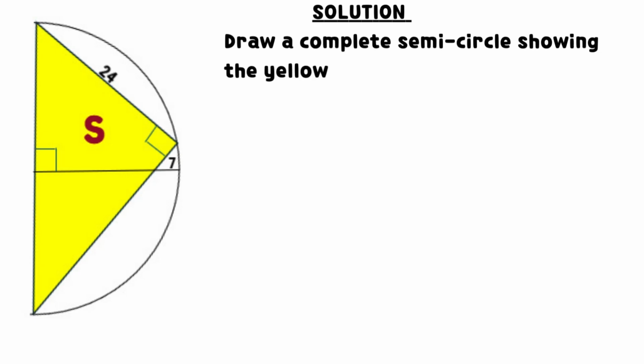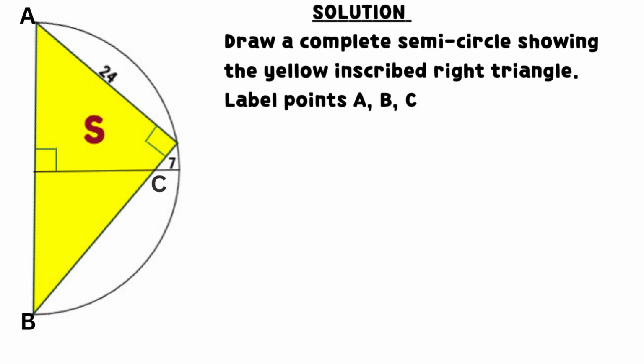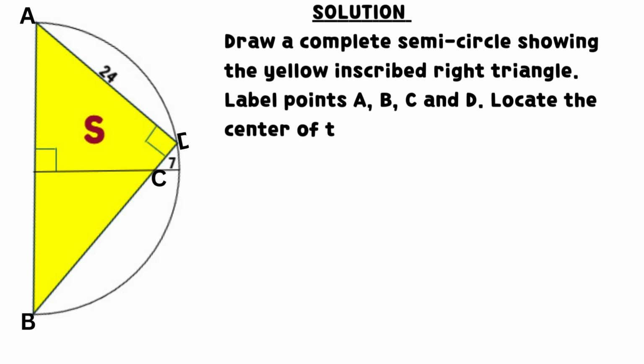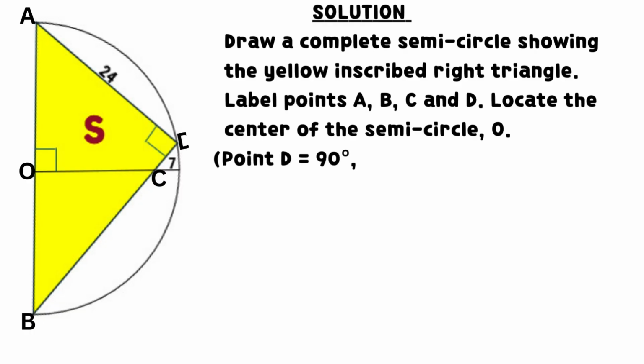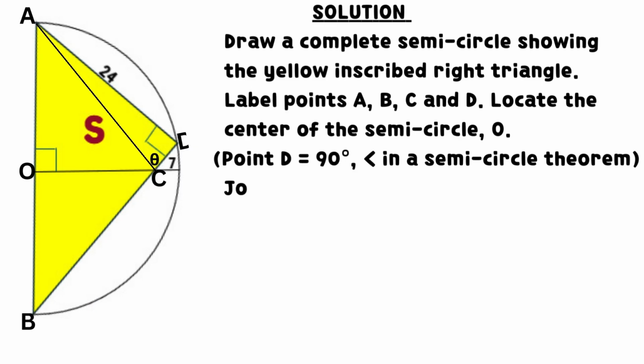Draw a complete semicircle showing the yellow inscribed right triangle. Label points A, B, C and D. Locate the center of the semicircle, O. Point D equals 90 degrees. Join line AC. Let angle ACD equal theta.